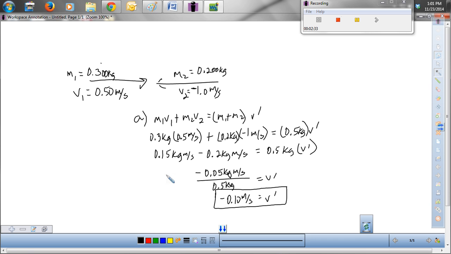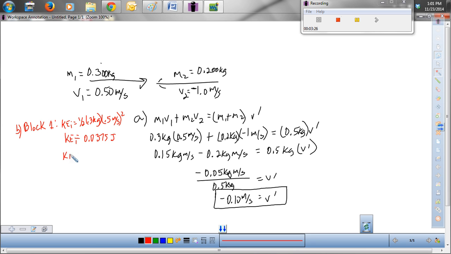Okay, part B says, what is the kinetic energy of each block before and after their collision? Okay, so I'm going to do block 1 first. KE initial is 1/2 m v squared. Well, 0.5 squared is 0.25. 0.25 times 0.3 is 0.075. And half of 0.075 is 0.0375 joules. So that's the KE initial.